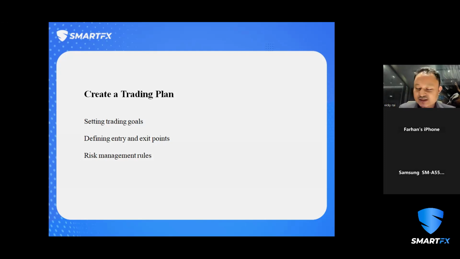So once you follow the process, the result will definitely be there. You don't have to worry about the outcome. The outcome will by default be as expected. So make sure your trading goals are like, I want to be 1% better than yesterday, and I will never break my rules. Okay, defining entry and exit points. This is really, really important.